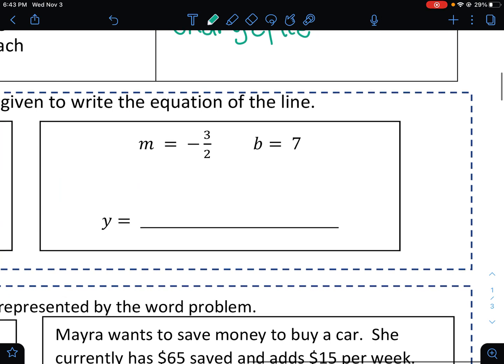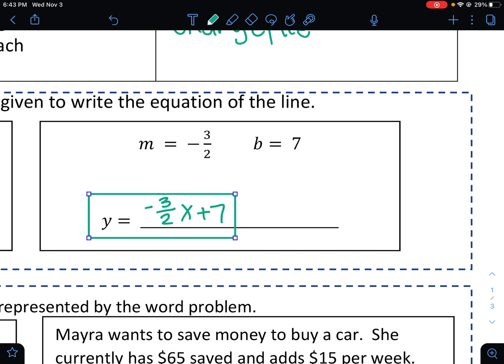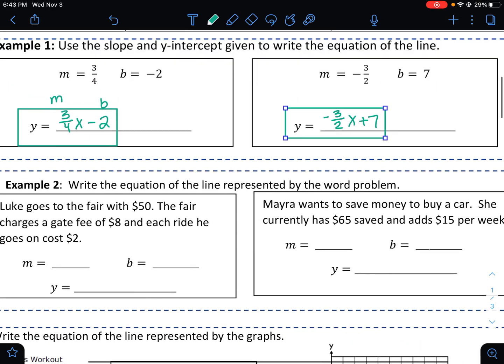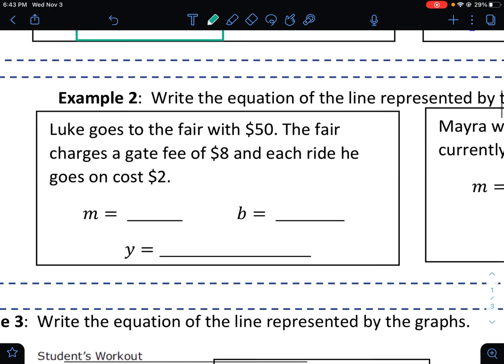Okay, looking at the next one, we have an m of negative 3/2 and a b of 7. So y equals a negative 3/2 x plus 7. And that's it. We plugged in our m, we plugged in our b. Moving on to the word problems, write an equation of the line represented by the word problem.